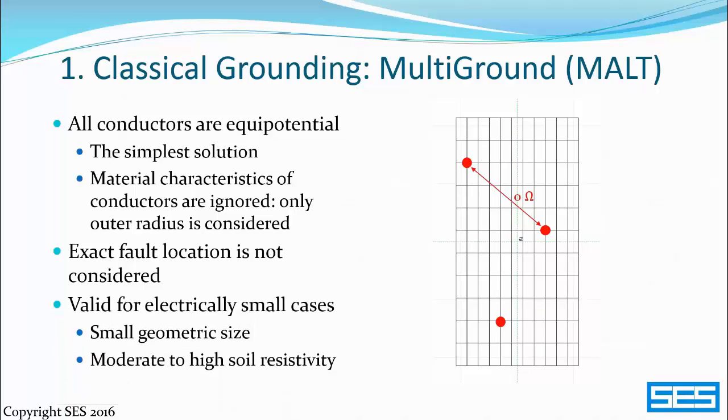We refer to cases in which this is a healthy approximation as electrically small. This is true when the grid is relatively small and the soil resistivity is moderate to high. It's basically a competition between how easy it is for the current to travel around the grid versus how easy it is for it to leak into the soil. In many cases, the approximation is valid, but as the size of the grounding system grows and the soil resistivity drops, we need a more sophisticated approach.